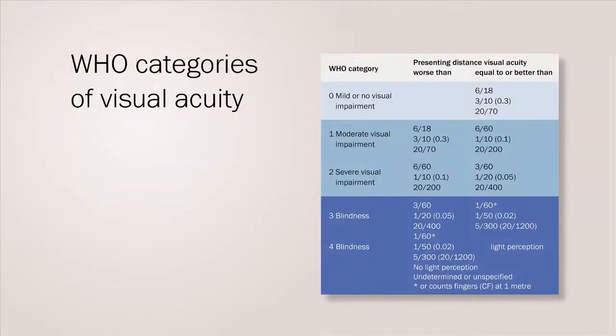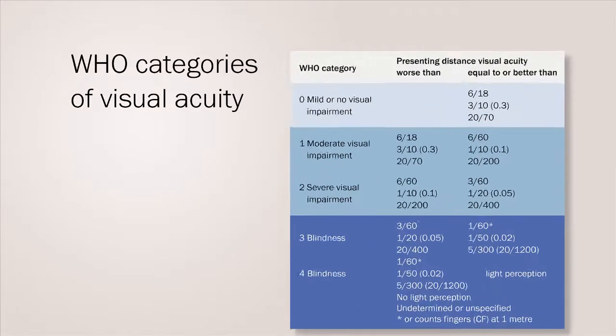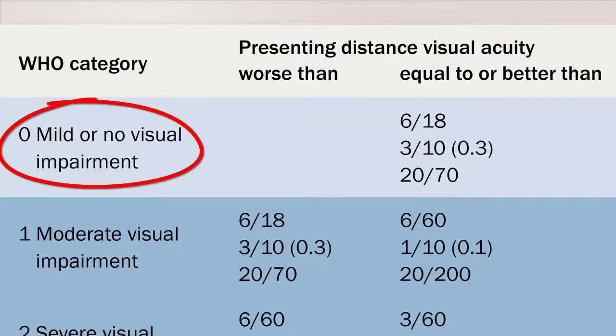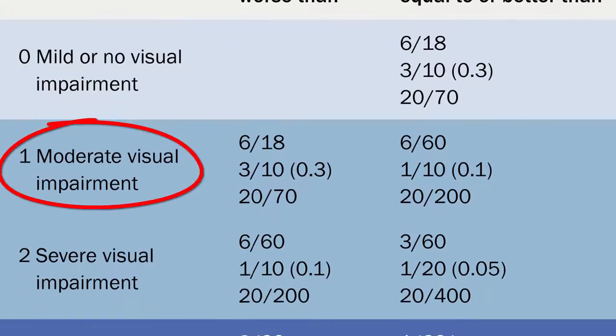The WHO's 4 levels of visual acuity are categorized and measured as follows. Category 0 is mild or no visual impairment. In this category, vision is equal to or better than 6/18, using Snellen chart measurements. Category 1 is moderate visual impairment. In this category, vision is worse than 6/18, but equal to or better than 6/60.